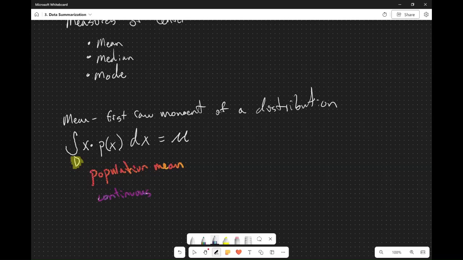distribution. For a discrete distribution, all we're going to do is change this integral sign to a Greek capital sigma, and we're going to rewrite it with the exact same integrand. So now we have the first raw moment of a distribution, which is the mean of a distribution: this form here for continuous, and this form on the right for discrete.